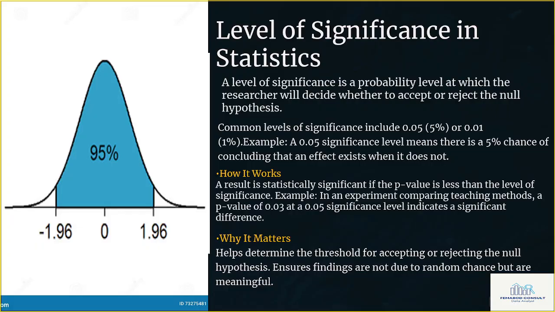And why does this matter? Because it helps to determine the threshold for accepting or rejecting the null hypothesis. So the significance level will help you to determine if the null hypothesis will be accepted. The p-value you are looking at must be less than 0.05. Please, I need to emphasize this very well so that we're going to get it.